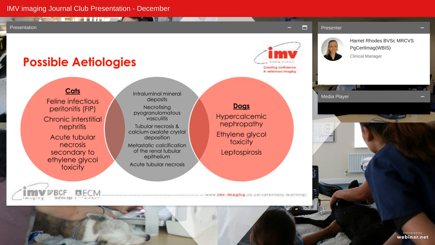So this slide just shows possible etiologies for both cats and dogs separately and shared as previously reported. In cases where the medullary rim sign has been reported with supportive histopathology in cats, diagnoses have included feline infectious peritonitis, chronic interstitial nephritis, and acute tubular necrosis secondary to ethylene glycol toxicity.